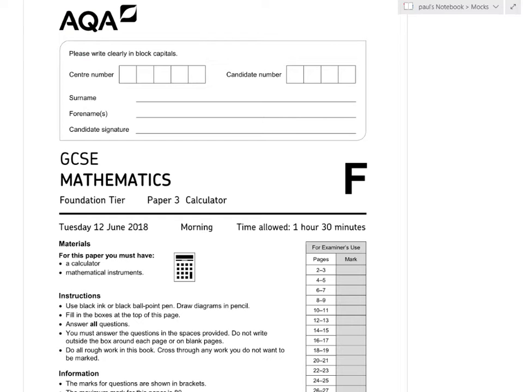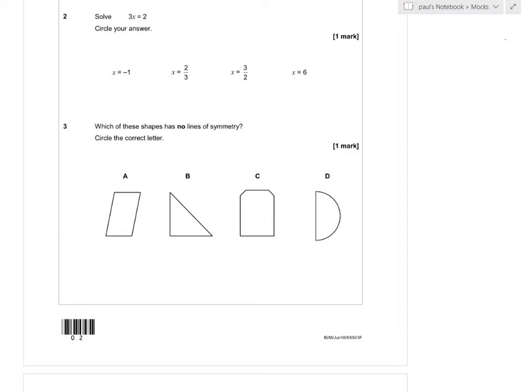AQA, as you can see behind me there. GCSE Maths Foundation paper 3 this time, calculator paper from June 2018. Okay, so we go. See what we can make of this one. Use a calculator. Now, hang on, I've gone too far.